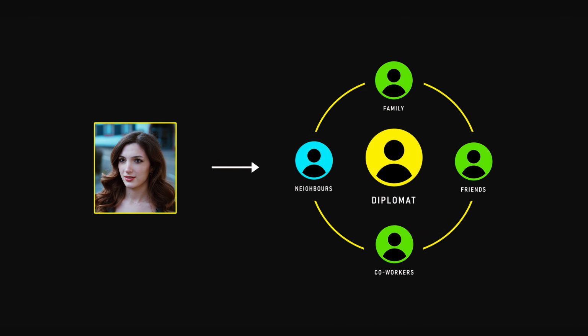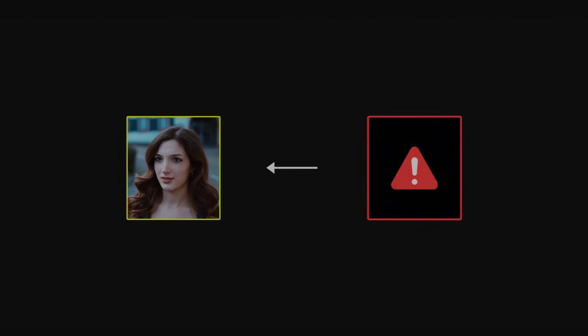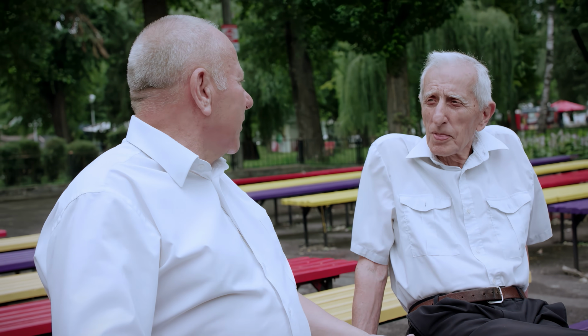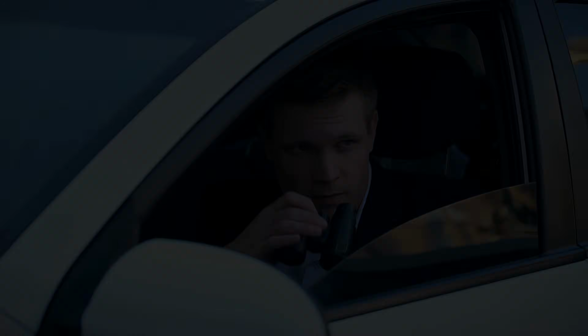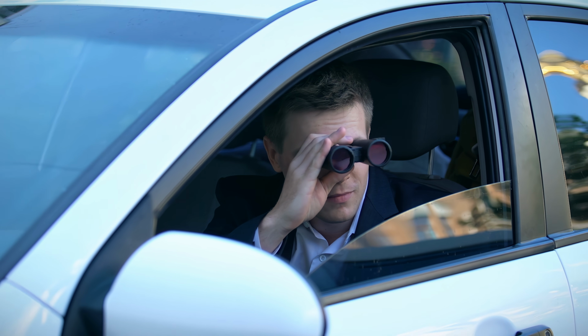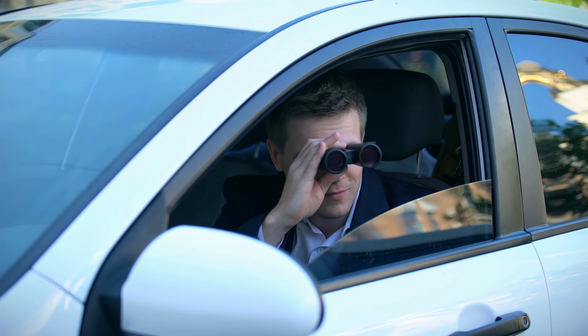But there's a problem. You see, by directly engaging with someone close to the diplomat, you just became a loose end, as that neighbor could casually mention your little conversation to the diplomat one day. This is where passive reconnaissance comes into play. Passive reconnaissance is basically the art of gathering information about a target without ever touching or engaging with them.